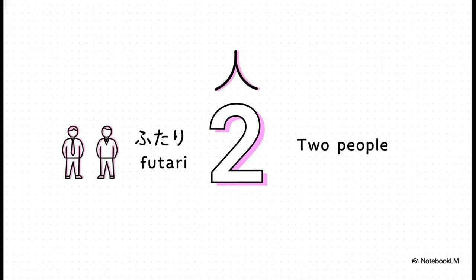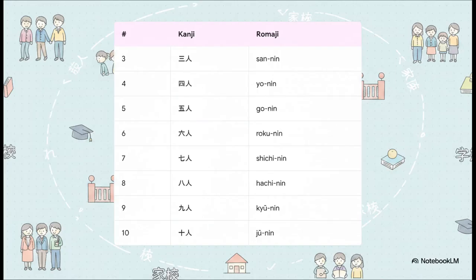Moving right along, here's our second irregular counter, the number 2 next to the person kanji. This one is pronounced futari. Futari means two people. You are doing fantastic so far. And honestly, the great news about learning these two irregulars right out of the gate is that once you have hitori and futari locked in, the heavy lifting for counting people is basically done. You can totally breathe a sigh of relief here, because from 3 onwards, the pattern completely normalizes.